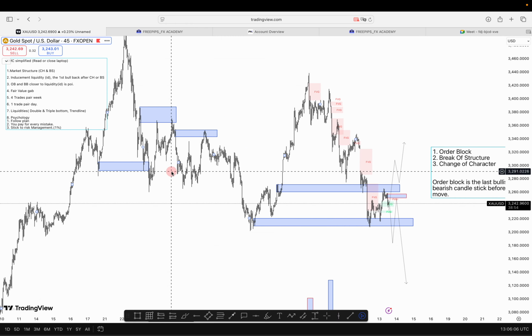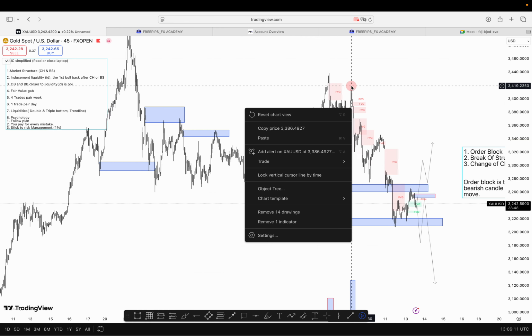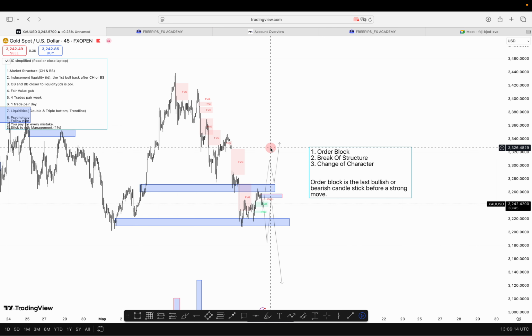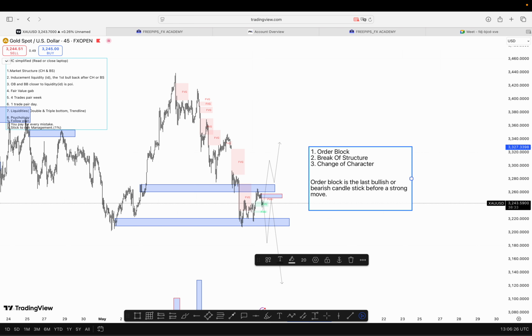So that is how we identify order blocks. And let's talk about break of structure. If you don't understand anything, let me know. No, I'm understanding. That's why you see I'm asking questions. Okay.